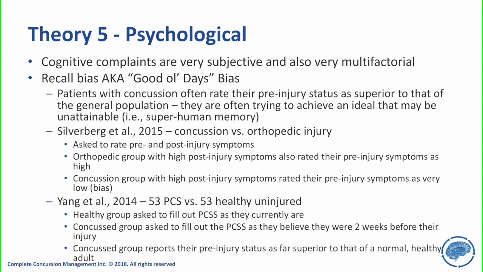Here's another study that compared a concussion group with patients from the general population, a healthy, uninjured control group. They asked the healthy group to fill out the post-concussion symptom scale as they currently are. Right now, how do you feel? And then they asked the concussion group to fill it out as they believe they were 2 weeks before their injury. What they found is that the concussed group reported their pre-injury status as far superior to that of a normal, healthy adult. They were rating their pre-injury status as zeros across the board, whereas most people are going to say, I have a bit of a headache, etc. So even healthy people will endorse some symptoms that look like concussion, but concussion patients will often rate their pre-injury status as 0 across the board.